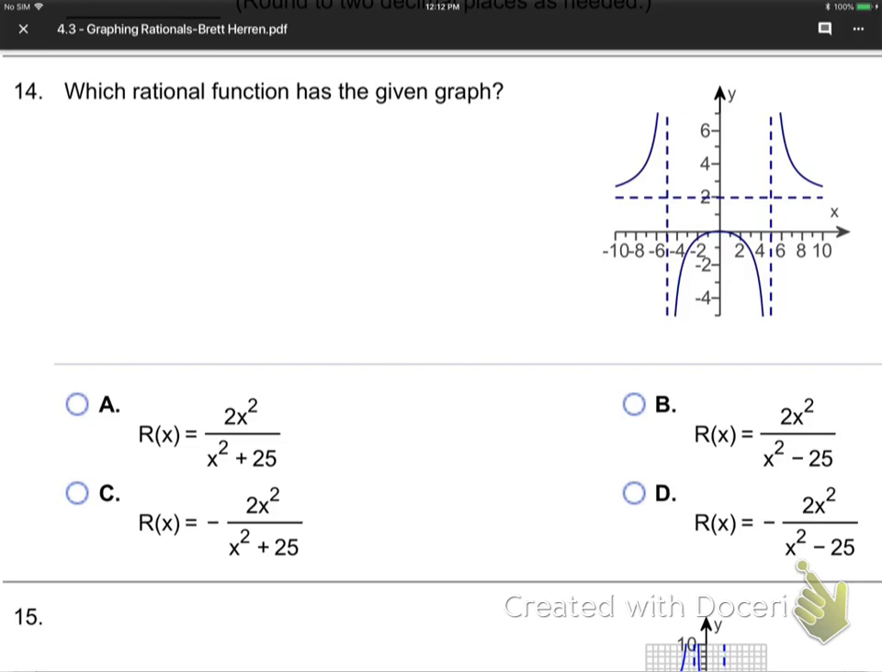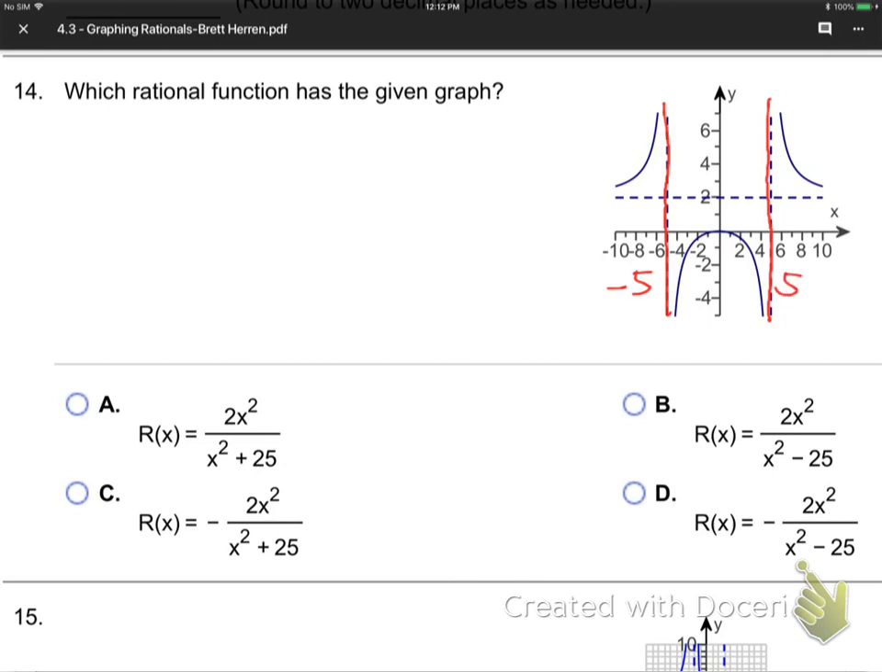So just by looking at the asymptotes, really nothing else, you can figure out what's going on. It can't be A or C. Let's look at the vertical asymptote here. It's got to be B or D. And the vertical asymptote there. So where are those vertical asymptotes hitting? Minus 5 and 5.